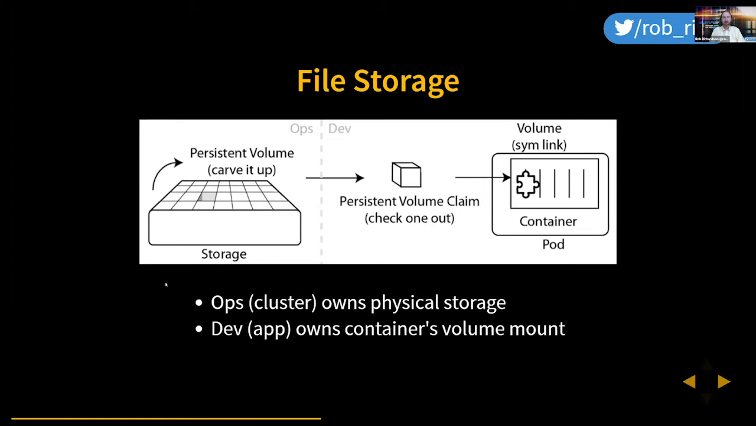This is perfect. We'll see this type of abstraction in lots of things, where we can do the naive approach and include them all in one piece that makes it a lot simpler, or we can separate them out here into different pieces so that operations can own one side and developers can own another side. Any questions on file storage?